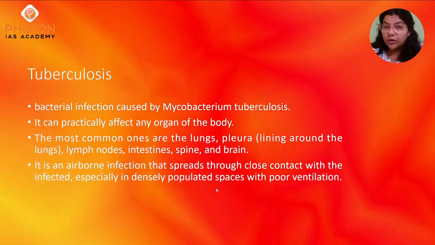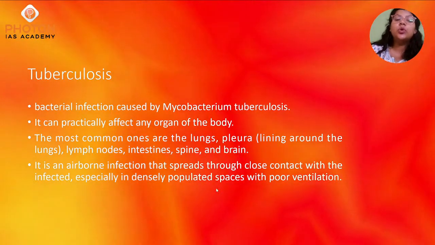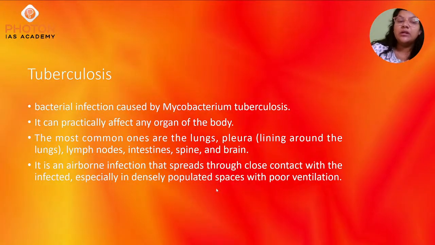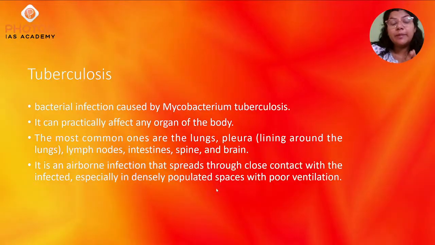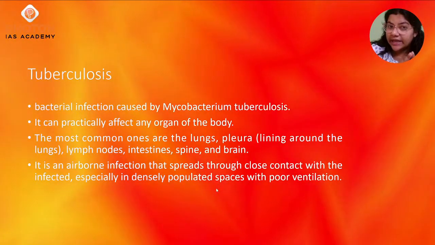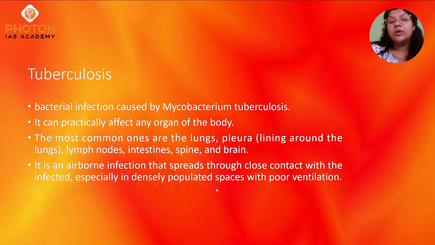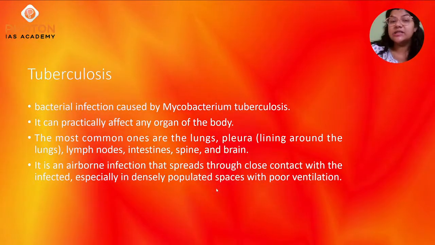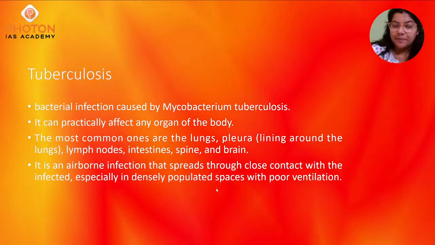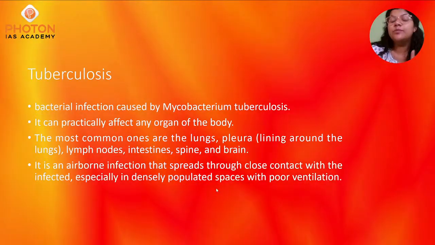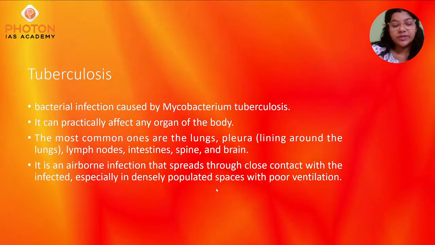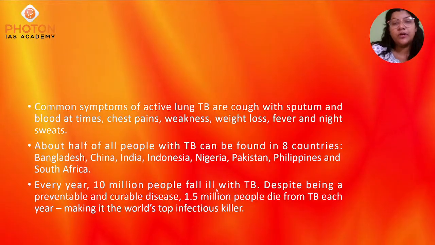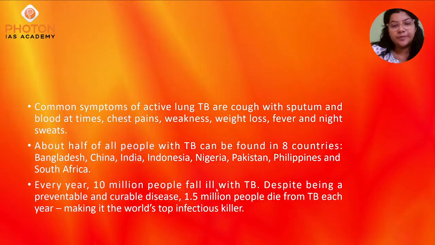Tuberculosis is an airborne infection. It spreads through close contact with the infected person, and that's why this disease is very common in developing countries, because developing countries are highly populated, highly packed. People live in close contact with each other, in places with poor ventilation, and that's why the prevalence of this disease is more in developing countries. India has one of the highest burdens of tuberculosis in the world.